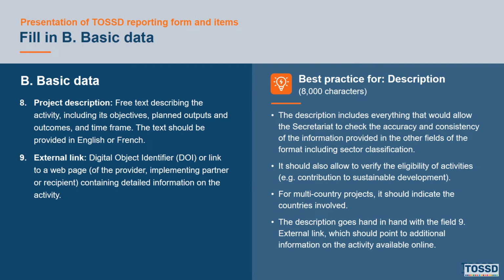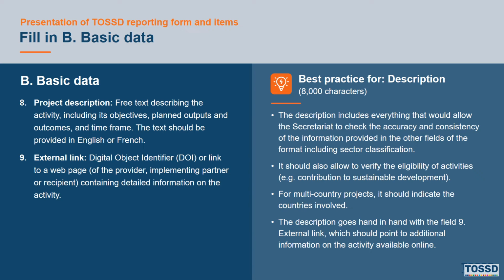The basic data give also the possibility to provide more detailed information. In the project description field, you can enter a free text describing the activity, for example by describing its objectives, planned outputs, outcomes, and time frame. The text should be provided either in English or French. In the external link, you can include the digital object identifier or a link to a web page containing detailed information on the activity.